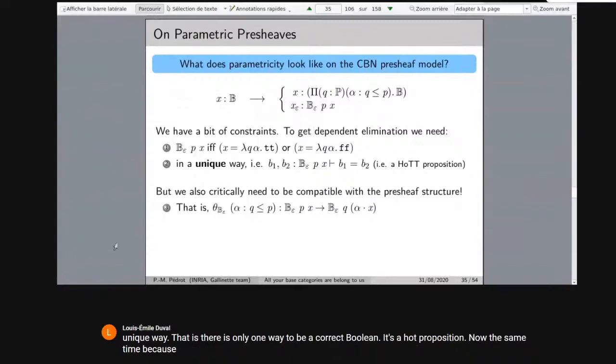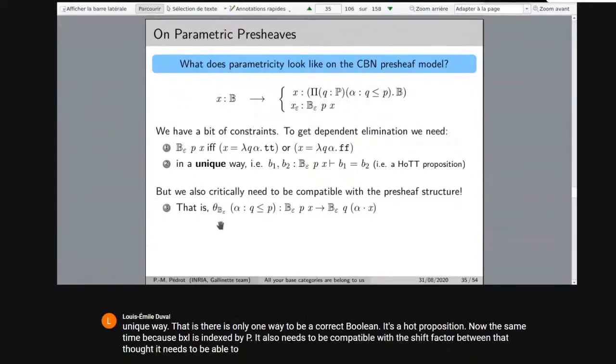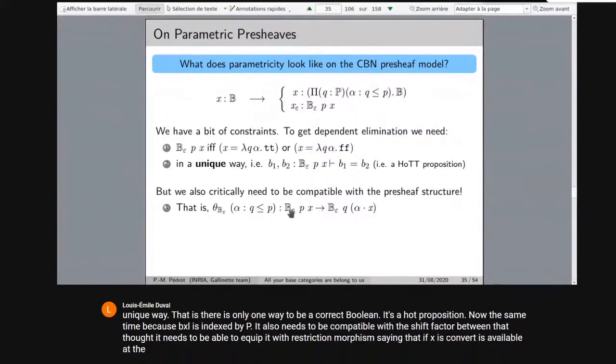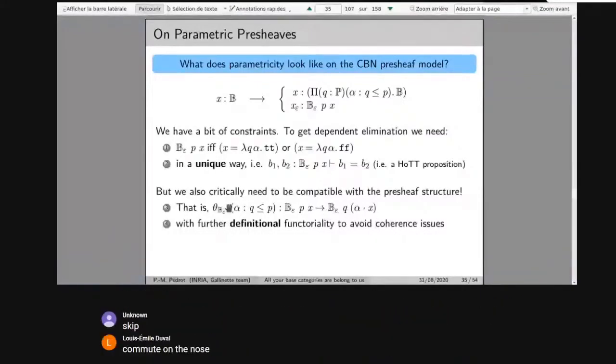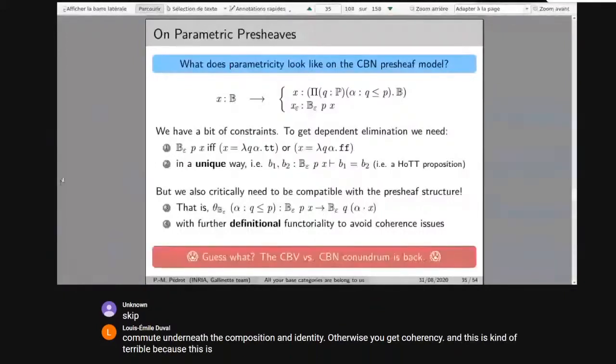So in particular, you need to be able to equip it with restriction morphism, saying that if x is compatible at p along the Boolean property, then the lowering of x along alpha is also compatible at q for the same parametricity predicate. And furthermore, you need definitional functoriality. That is, you need this to commute on the nose with the composition and identity. Otherwise, you get coherence issues again. And this is kind of terrible, because this is exactly the call by value versus call by name conundrum one level higher.